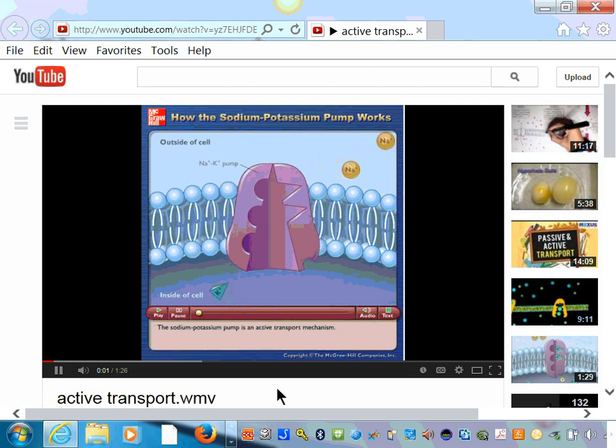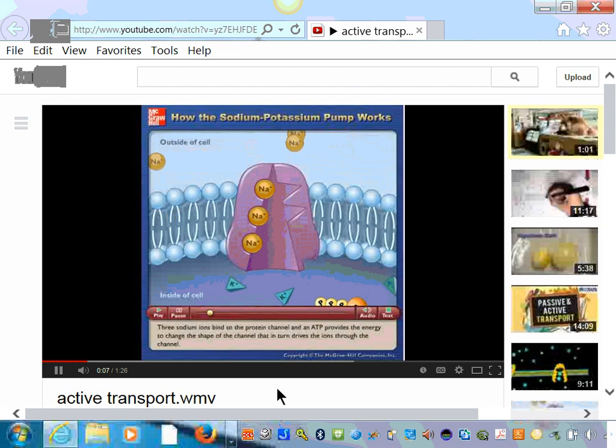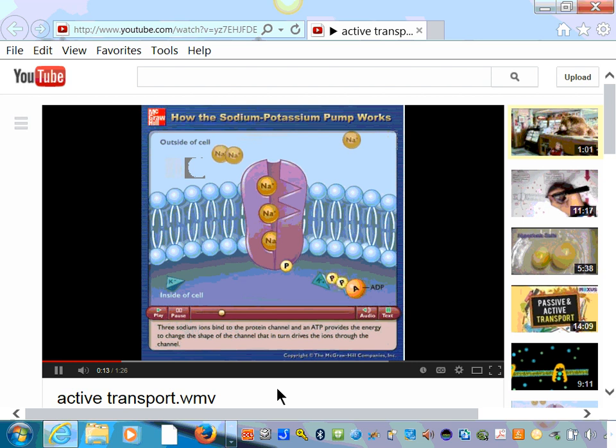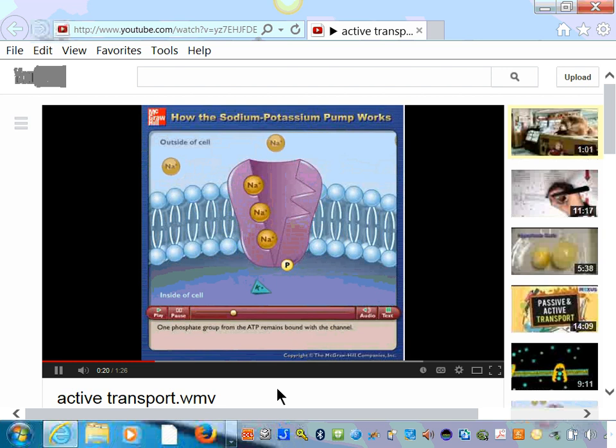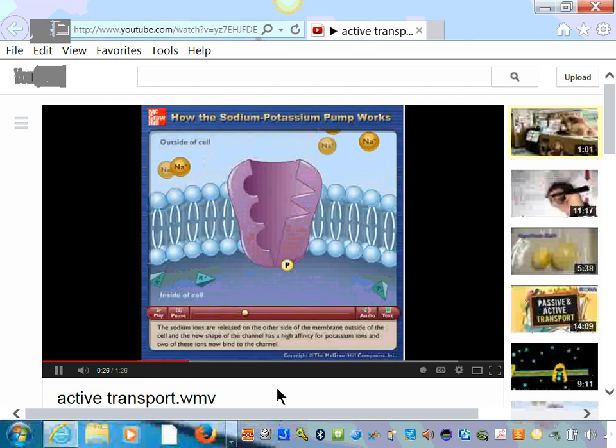The sodium-potassium pump is an active transport mechanism. Three sodium ions bind to the protein channel and an ATP provides the energy to change the shape of the channel that in turn drives the ions through the channel. One phosphate group from the ATP remains bound with the channel. The sodium ions are released on the other side of the membrane outside of the cell, and the new shape of the channel has a high affinity for potassium ions, and two of these ions now bind to the channel.